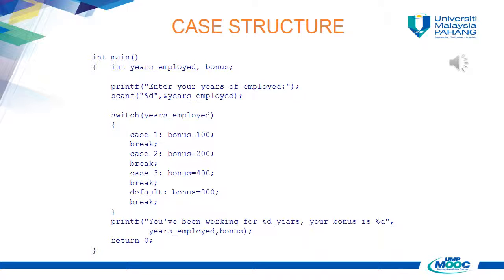Now let's look carefully at the code. The user will enter the years employed. The switch case statement will check the years employed and execute the case that corresponds to the entered value. If years_employed equals 1, then bonus equals 100. If years_employed equals 2, then bonus equals 200, and so forth. Notice there is a word break after each case. The break is used to break out of the case statements. You may type in the code and compile it to help you understand. Try eliminating the break as well and see what happens.